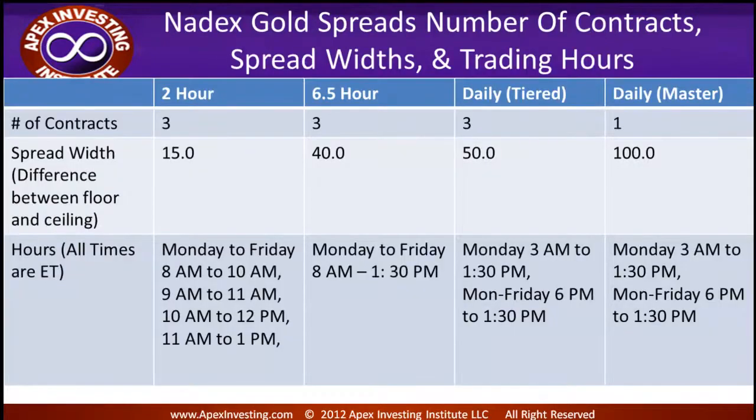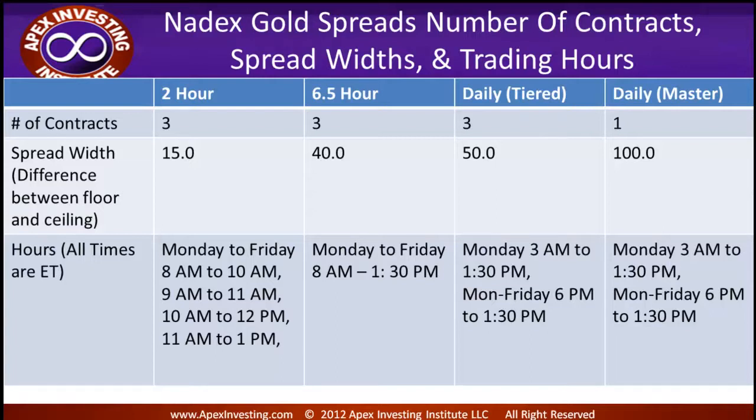The hours that the Nadex gold spreads trade and the number of contracts traded per hour and the width of those contracts is listed below. So as you can see, you can start trading 2-hour ones starting at 8, 9, 10, and 11 o'clock, and they'll be 15 points wide every time. And what they do is they set them 15 points above the market, 15 points below the market right before it starts trading, and they straddle it, so like 7.5 up, 7.5 down, and they'll have 3 strikes, just like we saw earlier, 3 different contracts.